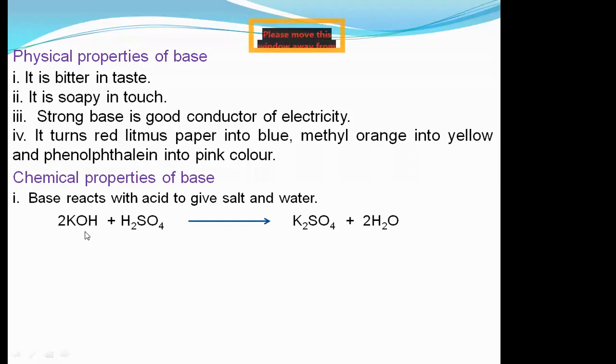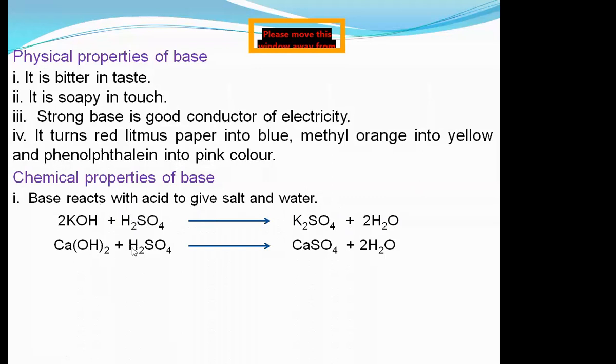Here is KOH, potassium hydroxide, a base or alkali. Sulfuric acid is an acid. So base reacts with acid to give salt, and this is a double displacement reaction, as I told in the previous class also. K combines with the sulfate radical, potassium and sulfate in crisscross. Potassium has valency 1 and sulfate has valency 2. So it will form K2SO4, and the remaining H and OH give H2O.